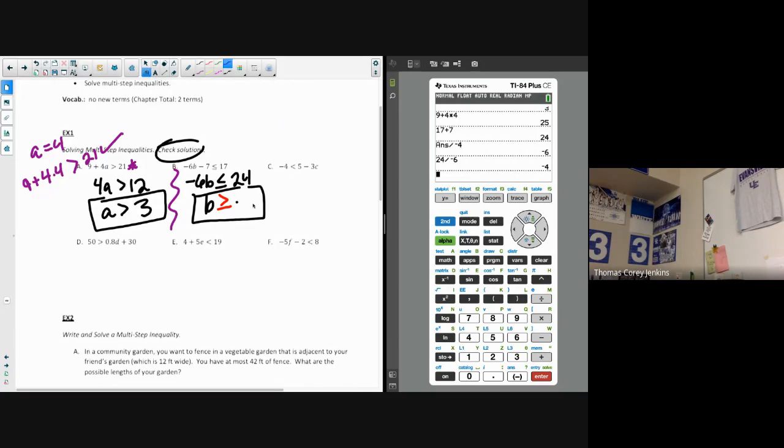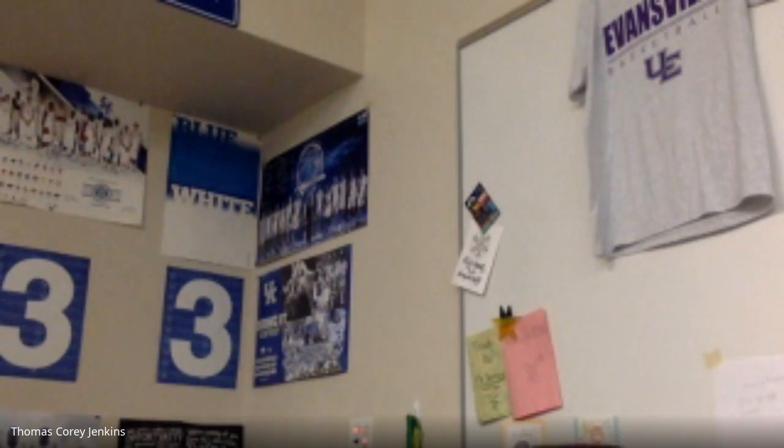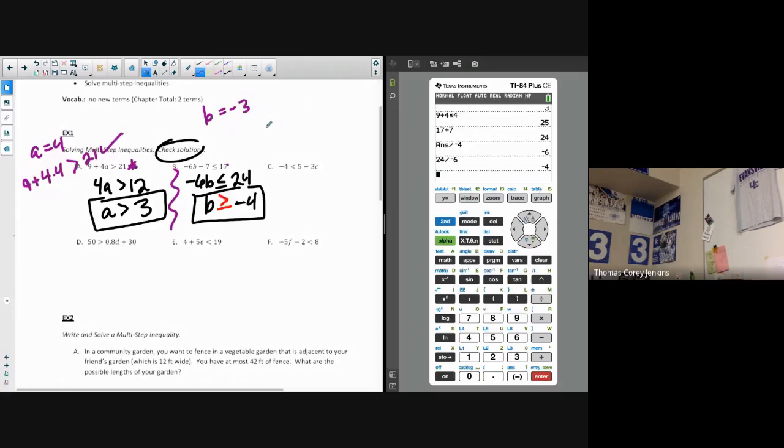Sorry about that. So anyways, pick a number that's greater than -4. So let's try -3 instead. That should work a little bit better. So if b is -3, going back to the original, that's -6 times -3 minus 7 should be less than or equal to +17. So let's type that in. -6 times -3, and then take away 7, is equal to 11, and then 11 is clearly less than 17, so that makes us feel pretty good about our answer.